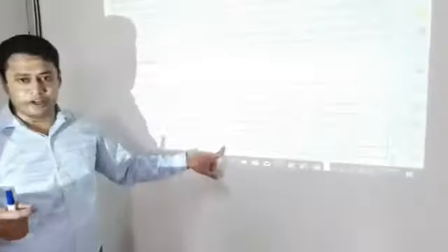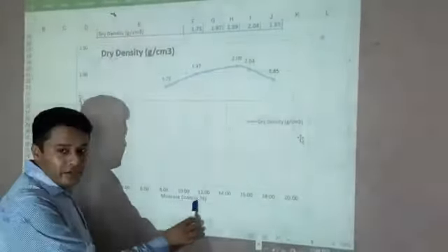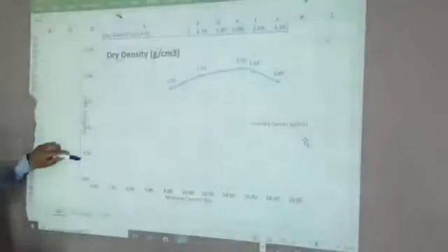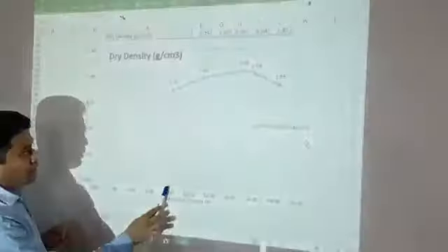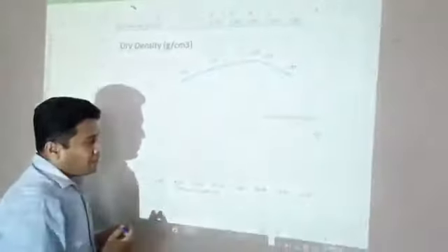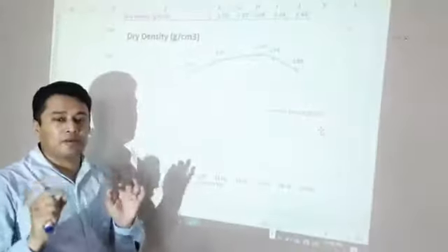Okay, I will explain you the graph. After the calculation, we will plot our graph. On x-axis, we will plot the moisture content, and on y-axis, we will plot the dry density, and then plot the values between moisture contents and density. And this is our curve. And after this curve, we will find the optimum moisture content.